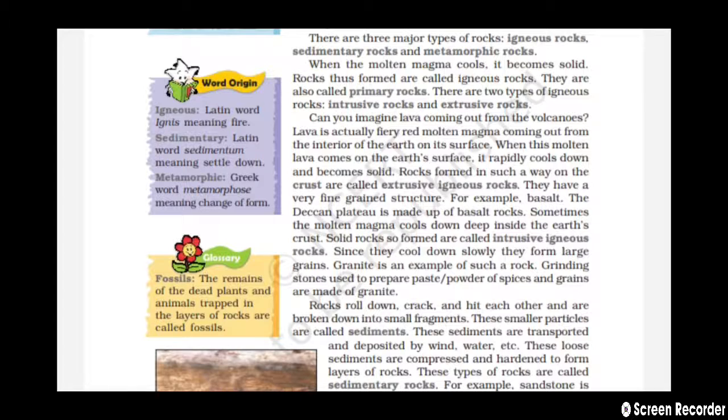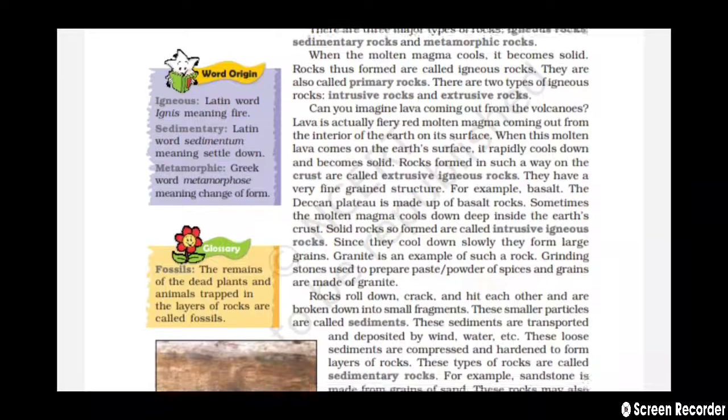When molten magma or lava cools, it becomes solid, and the rocks thus formed are called igneous rocks. They are also called primary rocks. There are two types of igneous rock: intrusive rocks and extrusive rocks.